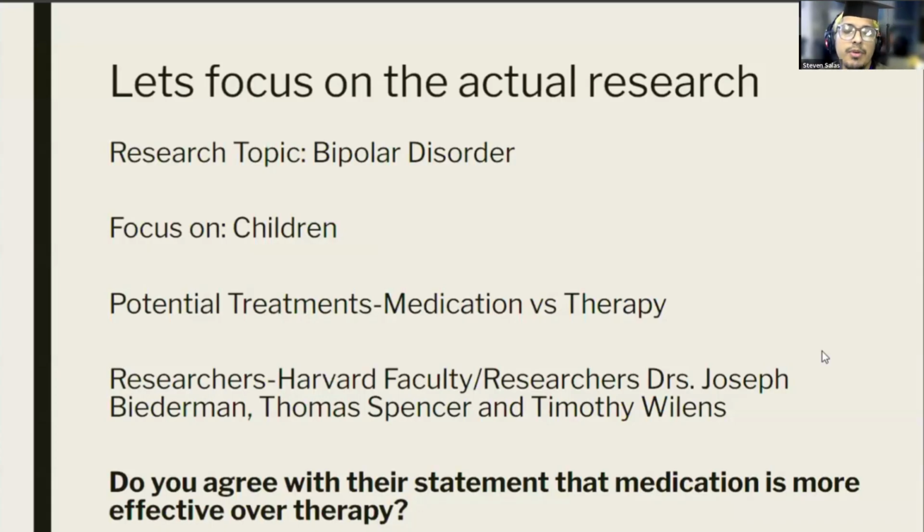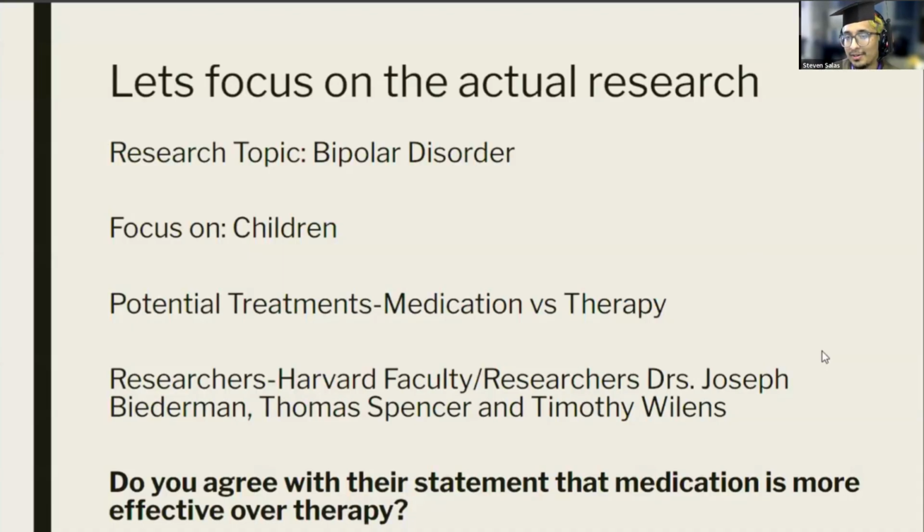What about another example? I had a student who wanted to talk about bipolar disorder in children. Focusing on children, and they're trying to figure out, is there something that's more effective? Is it medication or is it therapy? Found another article where we had Harvard faculty and researchers, Dr. Joseph Biederman, Thomas Spencer, and Timothy Wilens. They stated in their original research, which I can't find online anymore, do you agree with their statement that medication is more effective over therapy?